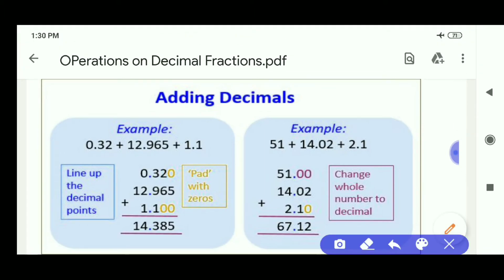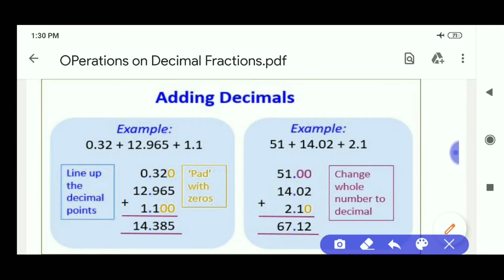Now come to the question. The question is 0.32 plus 12.965 plus 1.1. Now line up the decimals. Observe carefully. All decimal points should be in one line and put zeros in empty places. Now simply add. Now bring down that decimal point as it is. So its answer is 14.385.